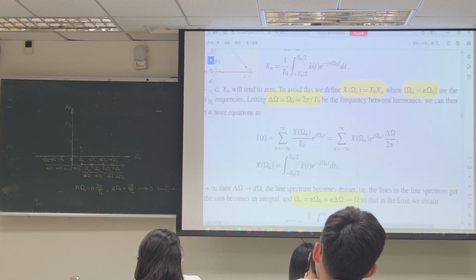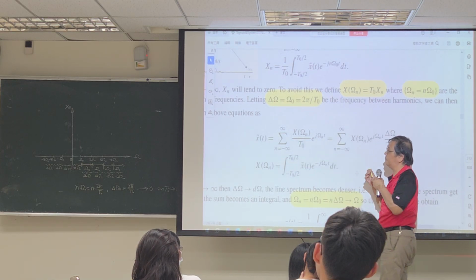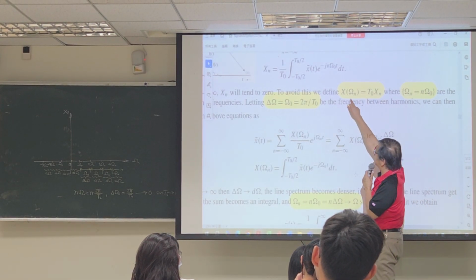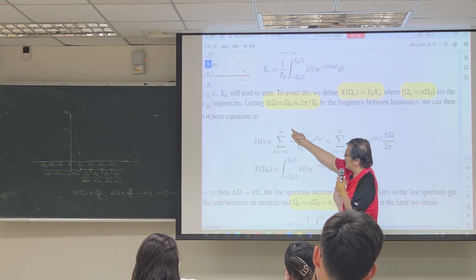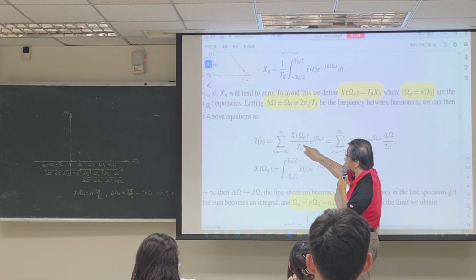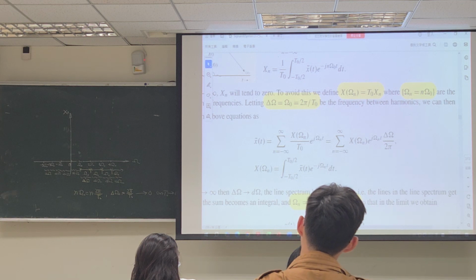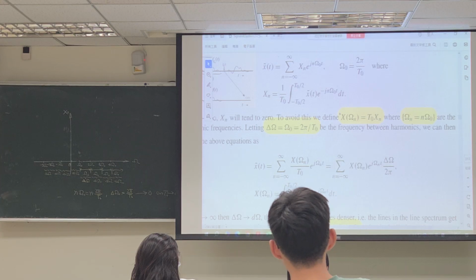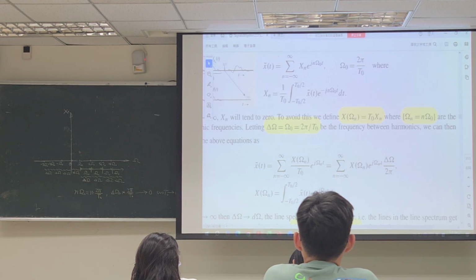Alright, so the Fourier series expansion of the periodic function now can be written in this way. Again, this x of omega n is T sub 0 times x n, so T sub 0 cancels out this T sub 0. We'll go back to the expansion. Actually, I understand up to this moment. This is equivalent to this one, but we'll just define another function called x of omega sub n. That's fine.